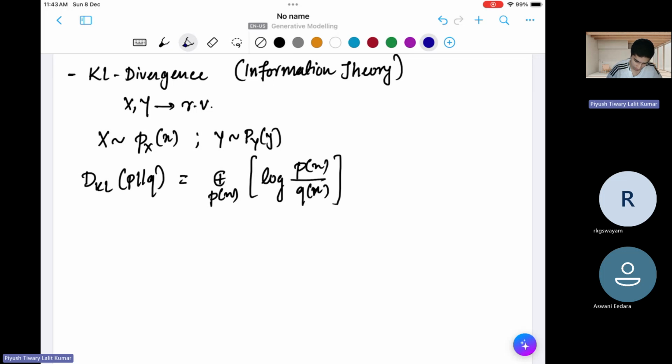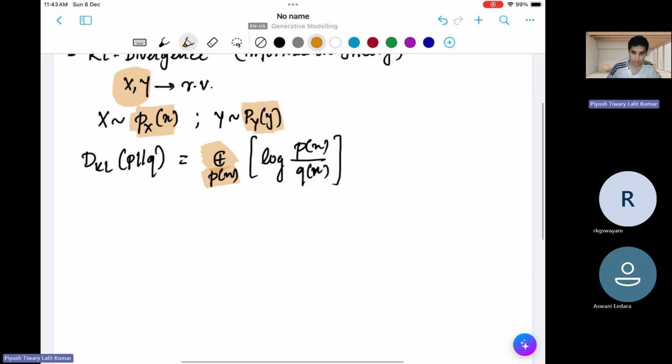Basically, if you have two random variables X, Y, they have their respective distributions, Px, Py. KL divergence is a measure, in a very hand-wavy fashion I'm saying this, of how dissimilar or similar these two distributions P and Q are. This outer thing is the notation for expectation, and the expectation is under P of X. That is something we need to keep in mind. And this expectation is of log Px by Qx.